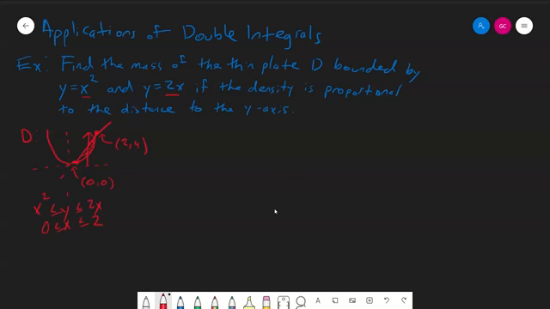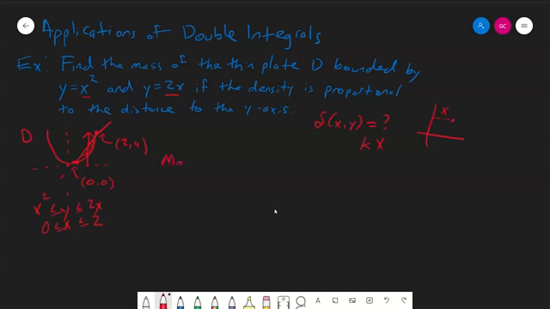Now what about the density function? I need a function delta of x, y. And what it tells me is that at every point, the density is proportional to the distance to the y-axis. Well, that distance is in fact the x-coordinate. So essentially I have some constant k times x. And that just means my answer is also going to have a k in it.